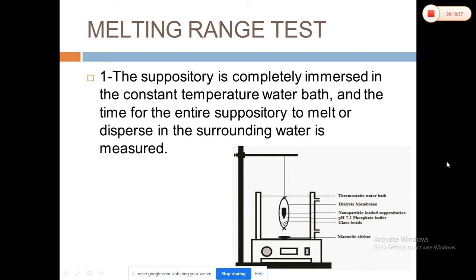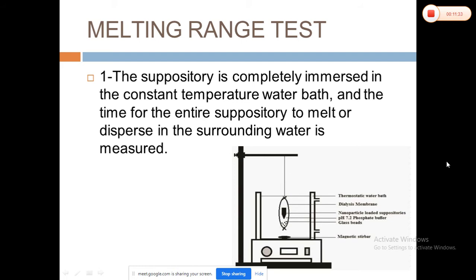But it is not easy to design a test that will accurately mimic the conditions in the rectum, because as we know the fluid availability in the rectum is very low compared to what we have seen in this water bath. A large amount of water is used here, and we are comparing in vivo with our rectum. So that important difference we have to consider.